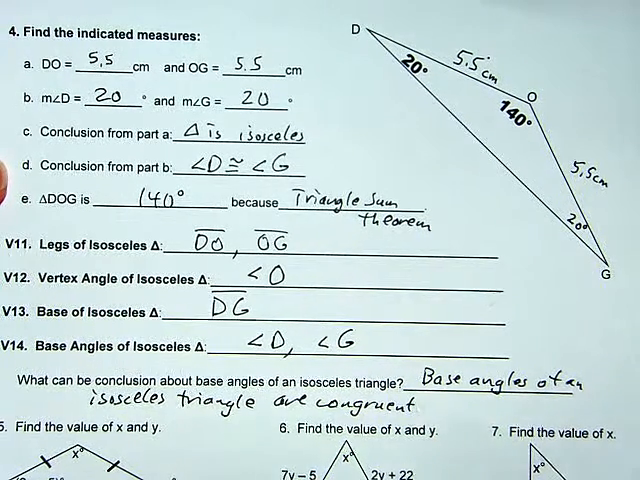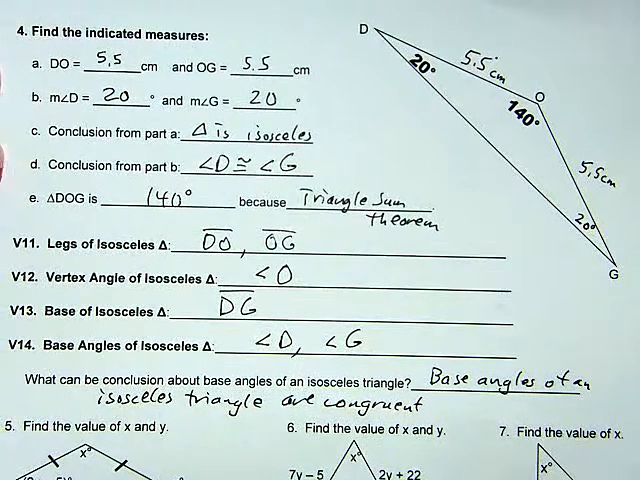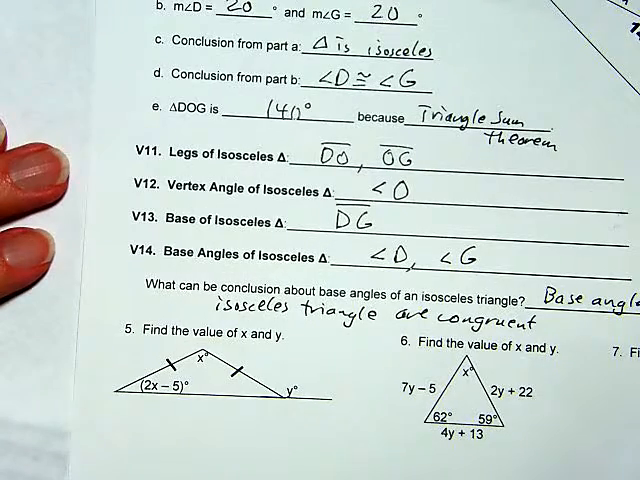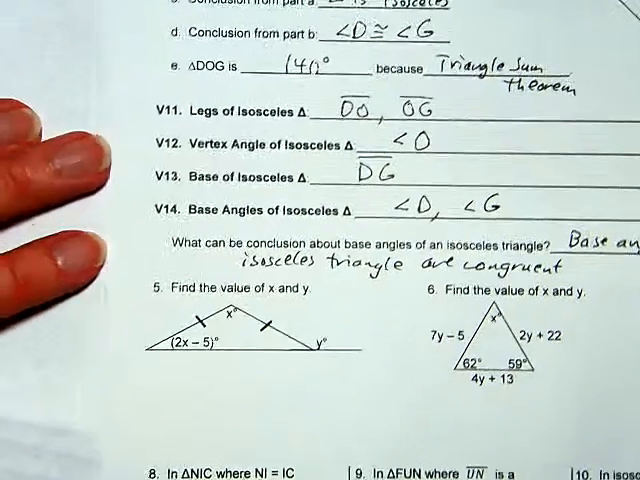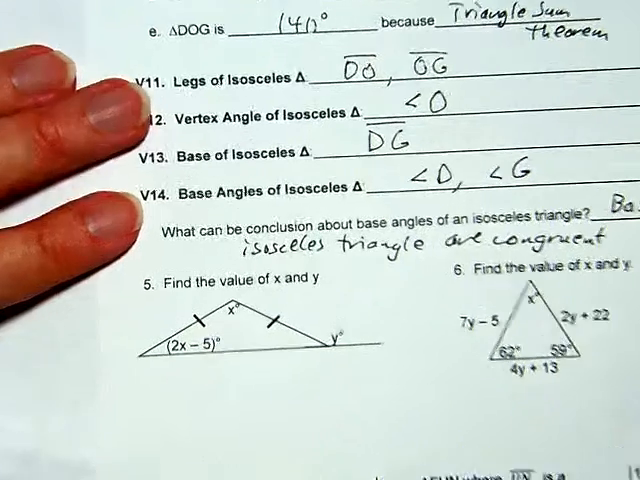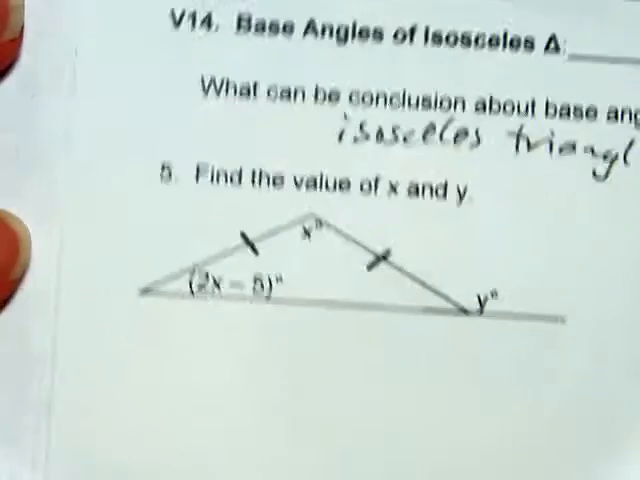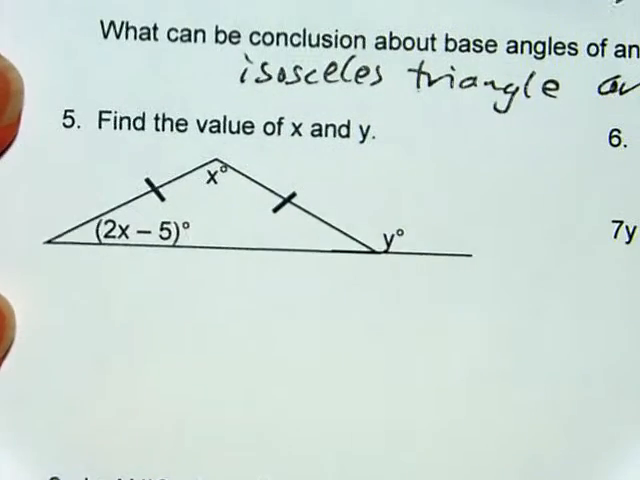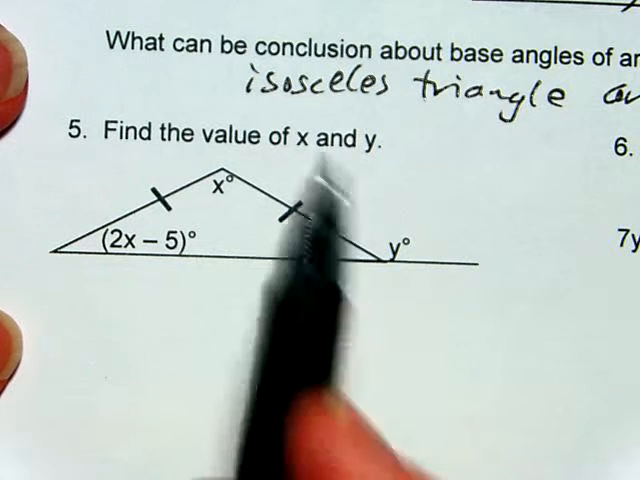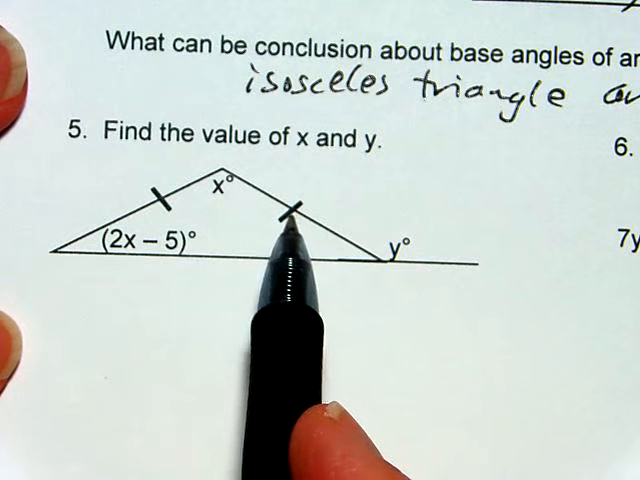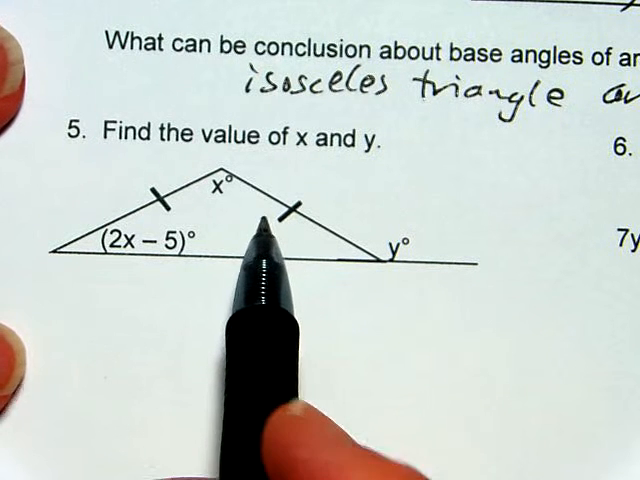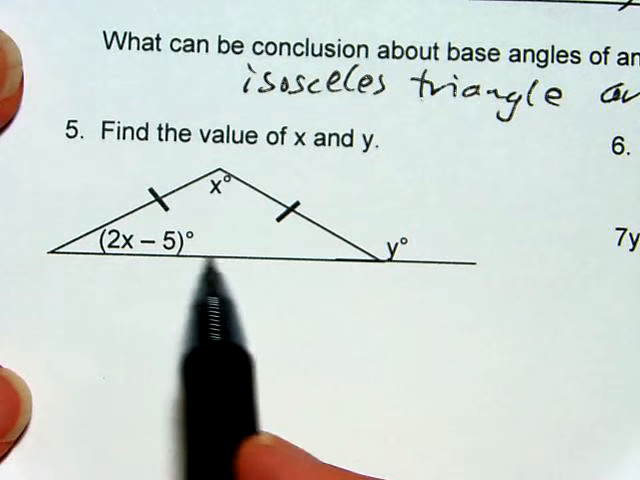So let's go ahead and start with our first problem here, which is to find the value of x and y. And we have an isosceles triangle. We've got these two sides, the left and the right slanted side, that are congruent, which we know means that our base angles are equal.